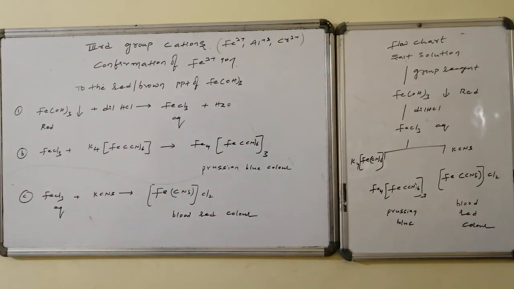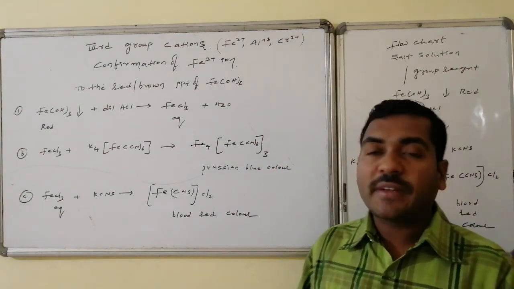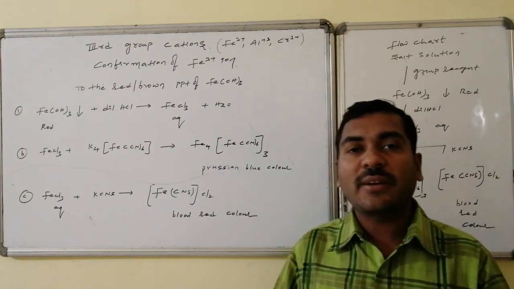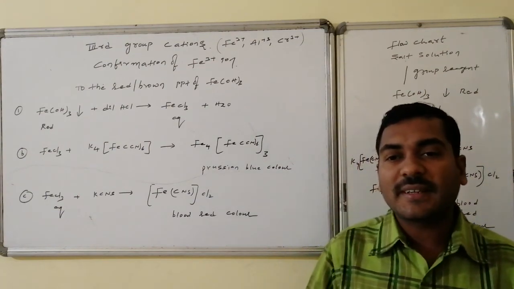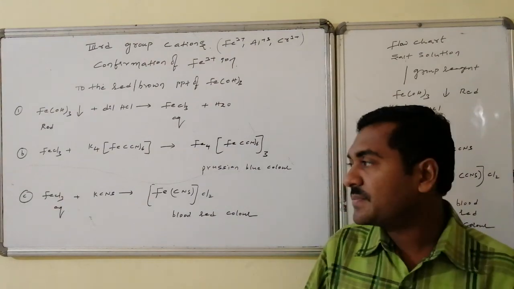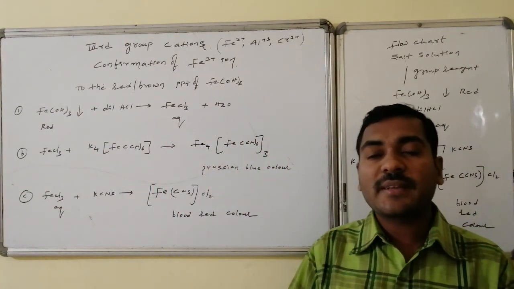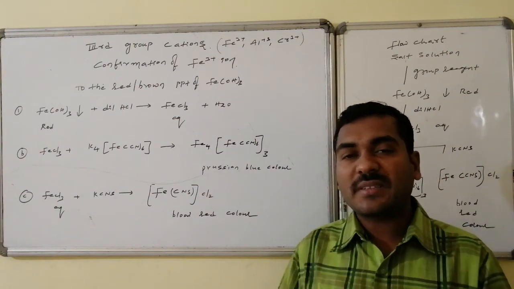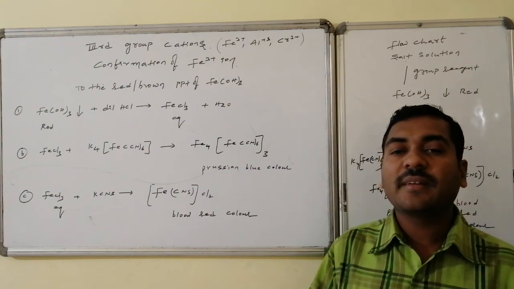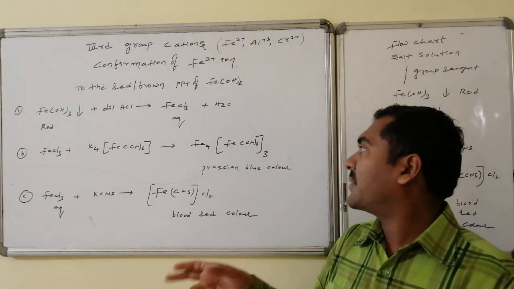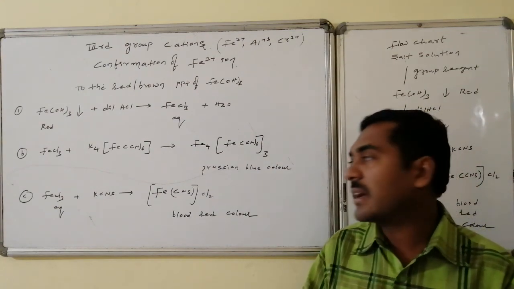The red precipitate of ferric hydroxide, formed by addition of the group reagent, reacts with dilute hydrochloric acid and is converted to an aqueous solution of ferric chloride. That is, the precipitate dissolves. The formed ferric chloride on reaction with potassium ferrocyanide gives Prussian blue, that is Fe4[Fe(CN)6]3, which is blue in color.